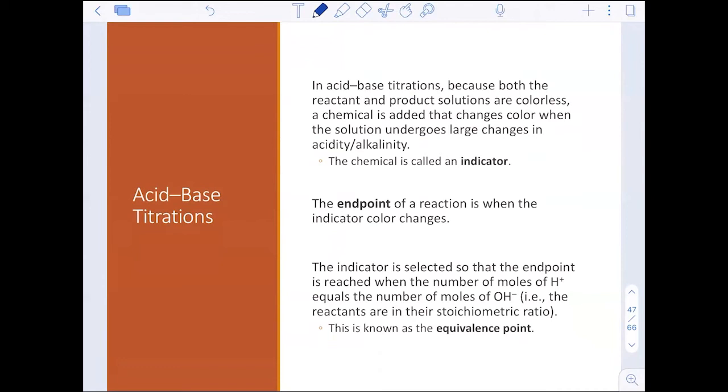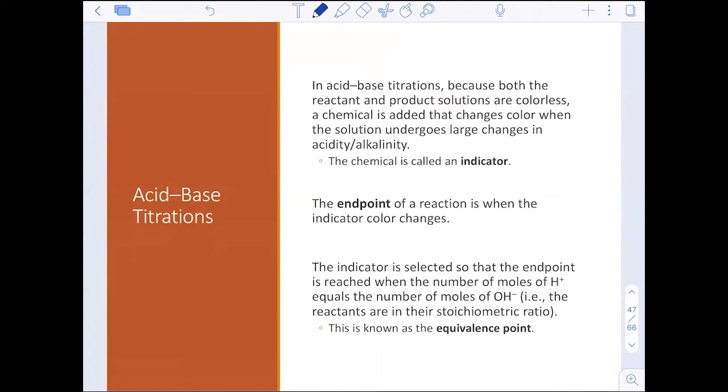Now, when we add an acid or a base together, how do we know when the endpoint is? How do we know when we've reached the full neutralization? What we want to be able to use is what we call an indicator. Phenolphthalein is the most common indicator.